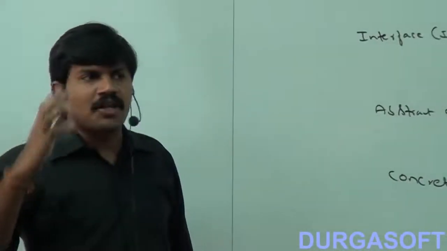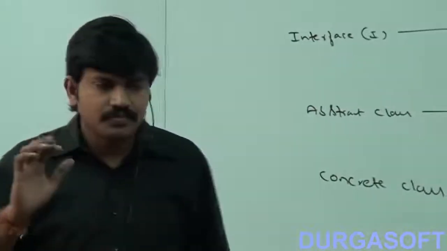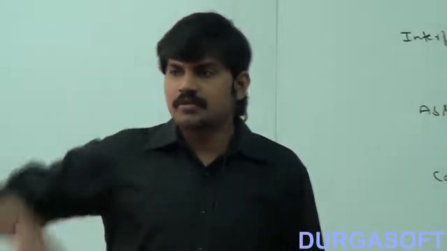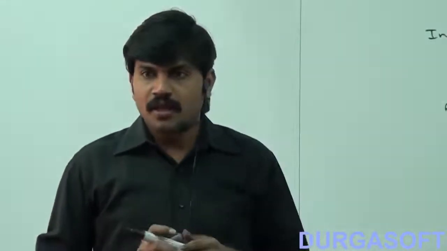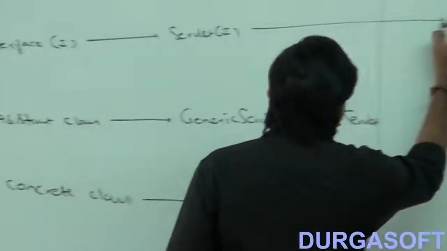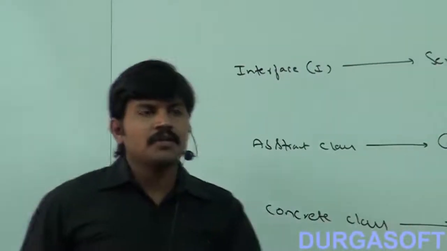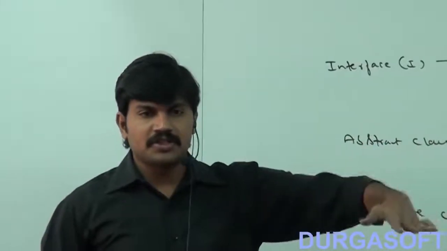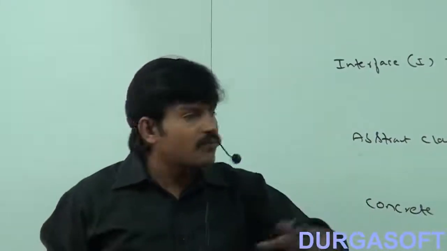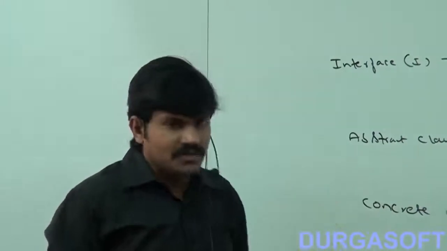Let me give one small analogy so you can understand. Suppose I want to build a 1,000-story building. We can't start construction directly. First we need a plan, a requirement specification. Boss, this is the plan for this building. That plan itself is the interface concept, the specification of the building.